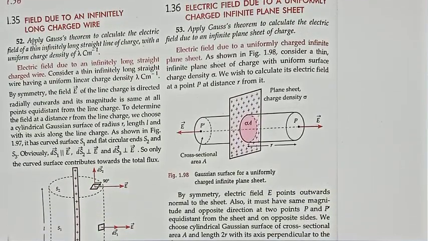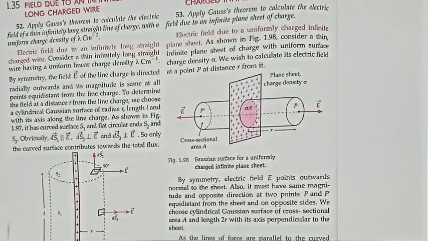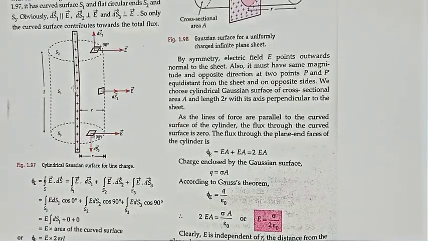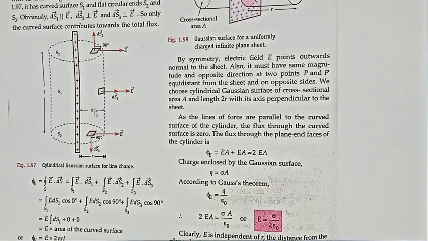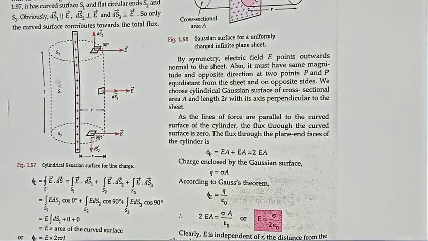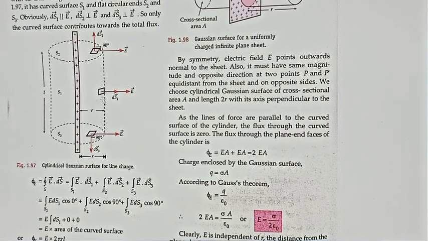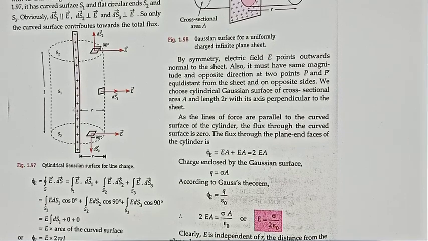Let us start with the field due to an infinitely long charged wire. Here we are considering a positively charged wire, you can see. So this is a positively charged wire, and we are considering a point P at a distance r from the wire, at which we are going to find the electric field. Now we have to draw a Gaussian surface which is passing through that point P, and here the Gaussian surface is just a cylinder because this wire has cylindrical symmetry.